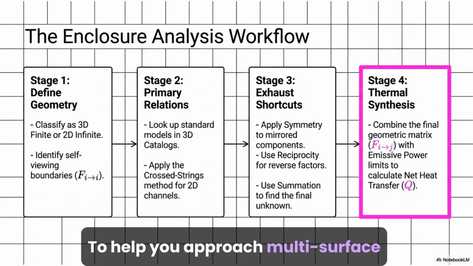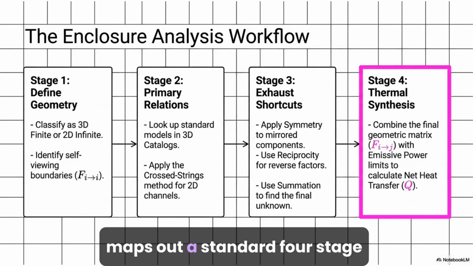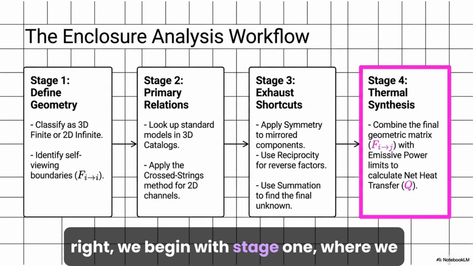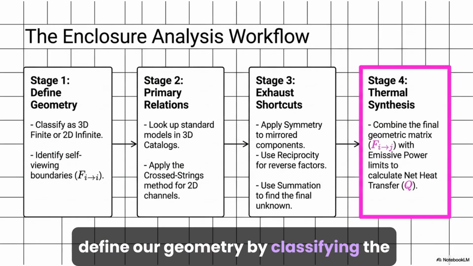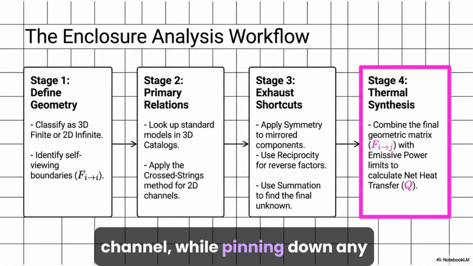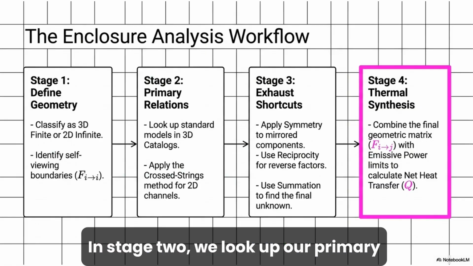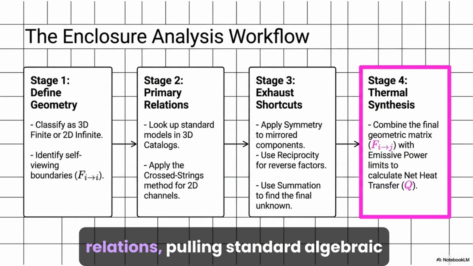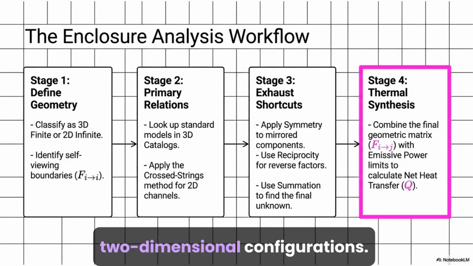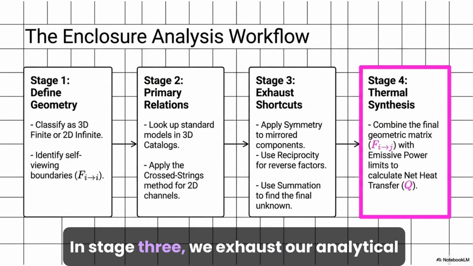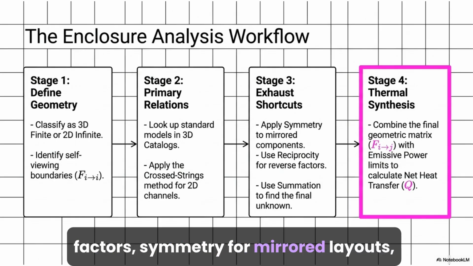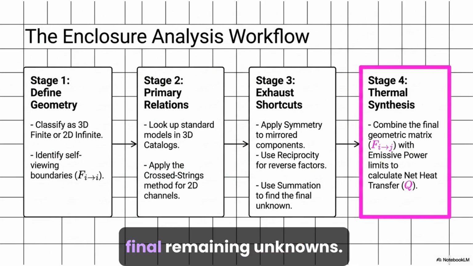To help you approach multi-surface problems methodically, this flowchart maps out a standard 4-stage enclosure analysis workflow. Walking through the steps from left to right, we begin with Stage 1, where we define our geometry by classifying the space as a finite 3-dimensional enclosure or an infinite 2-dimensional channel, while pinning down any self-viewing boundary conditions. In Stage 2, we look up our primary relations, pulling standard algebraic equations from 3-dimensional catalogs, or setting up string lengths for 2-dimensional configurations. In Stage 3, we exhaust our analytical shortcuts, using reciprocity for reverse factors, symmetry for mirrored layouts, and summation rules to solve for the final remaining unknowns.